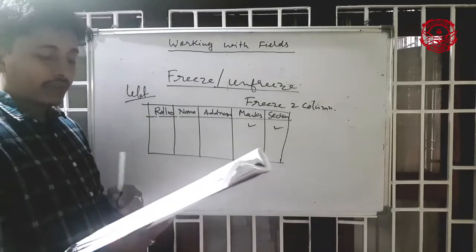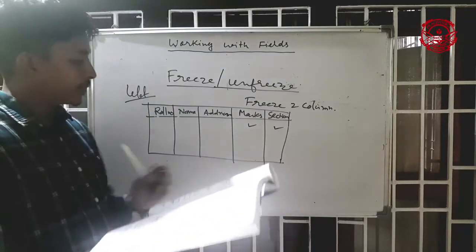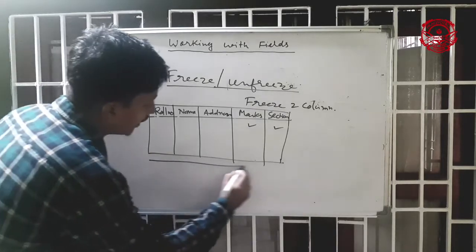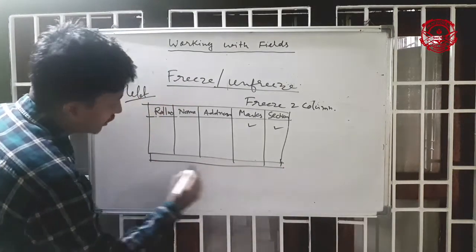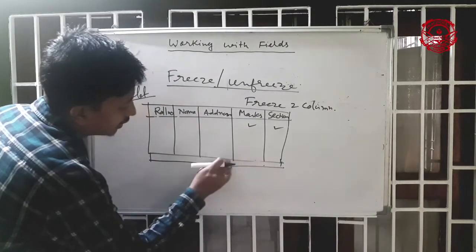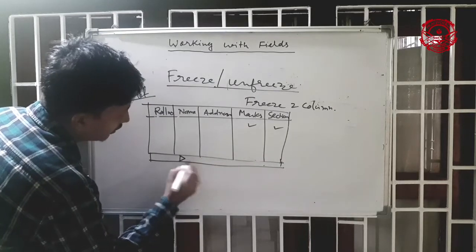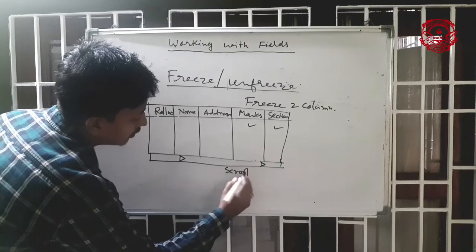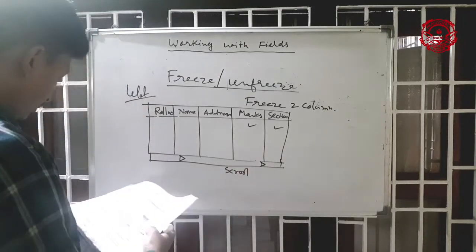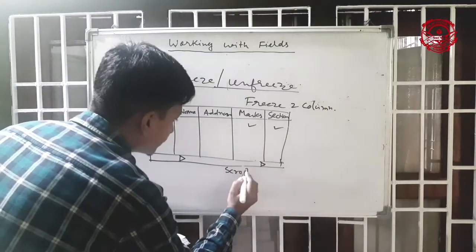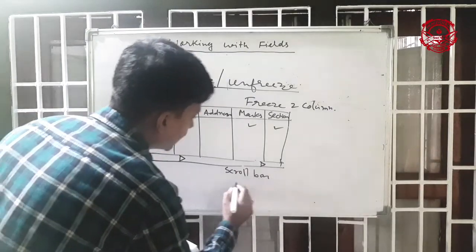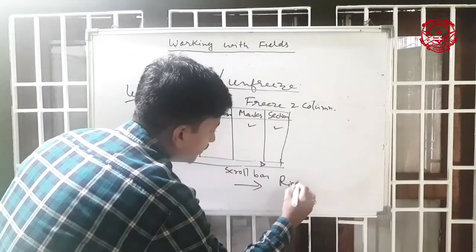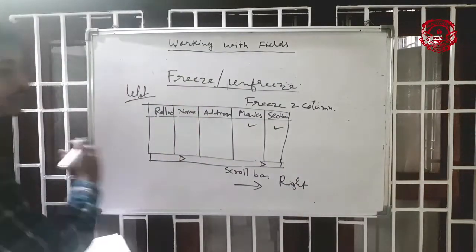In the book you can see, when you scroll to the right in the table, there is a scroll bar here. This is called the scroll bar. When you scroll to the right side, this is the left side, this is the right side.